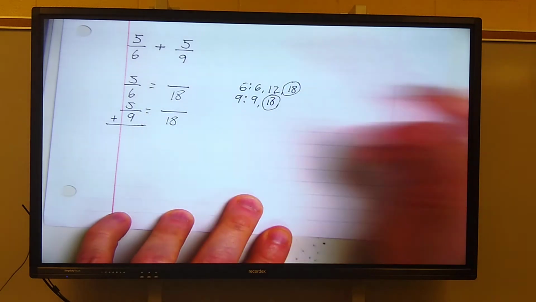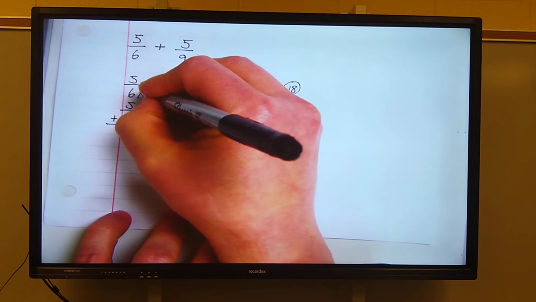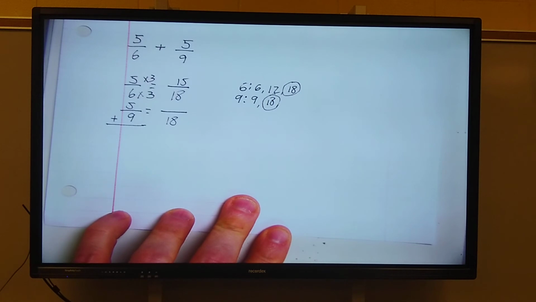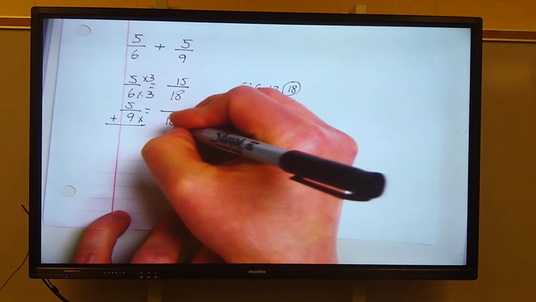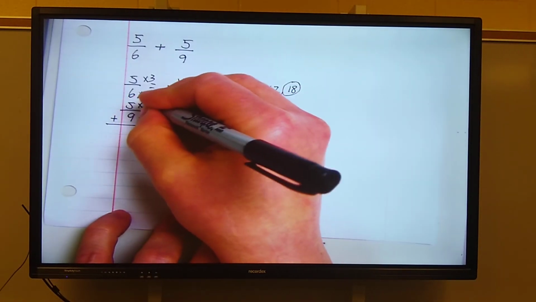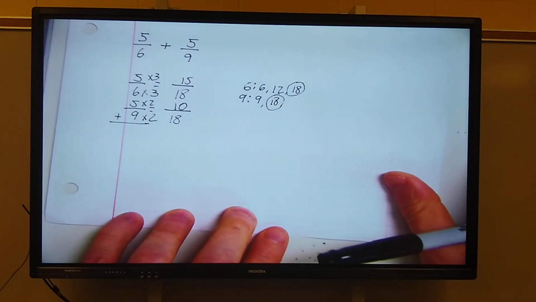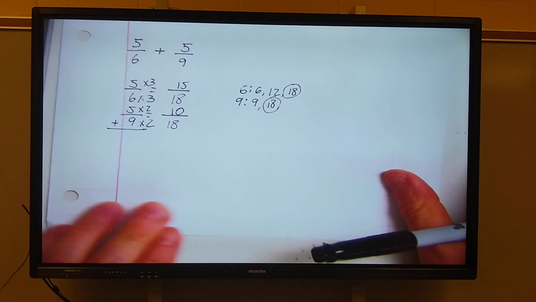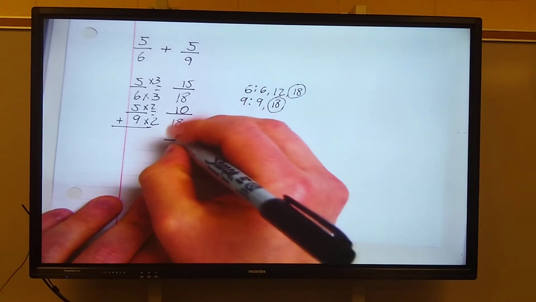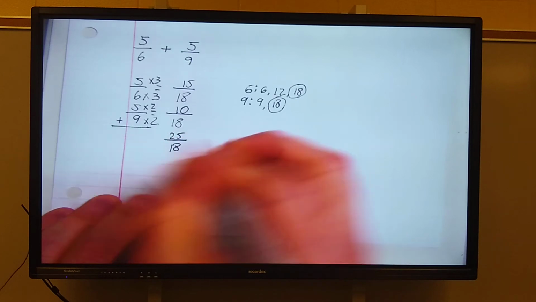Now you can start with this one or this one, it doesn't matter. 6 times what equals 18? 6 times 3. So 5 times 3 is 15. 9 times what is 18? 9 times 2. 5 times 2 is 10. So I have 15/18 plus 10/18. I simply add the numerators. 15 plus 10 is 25, and then my denominator stays the same.